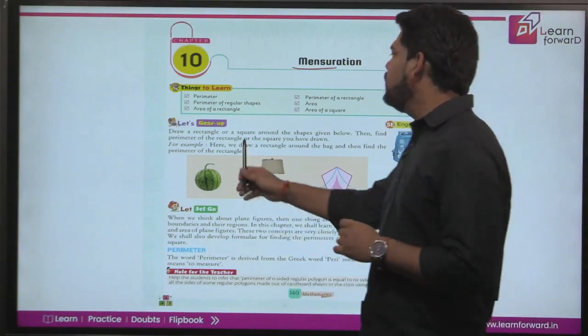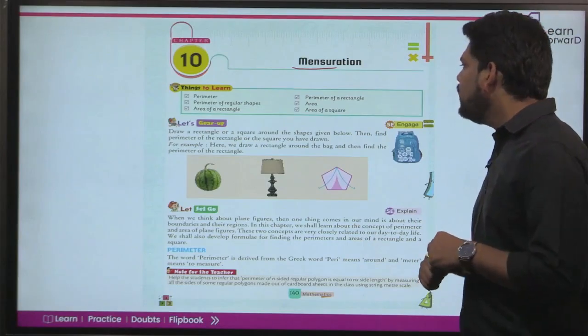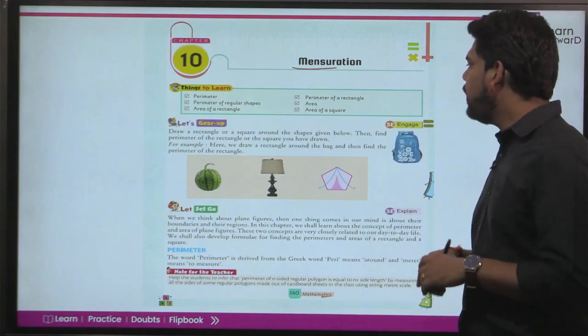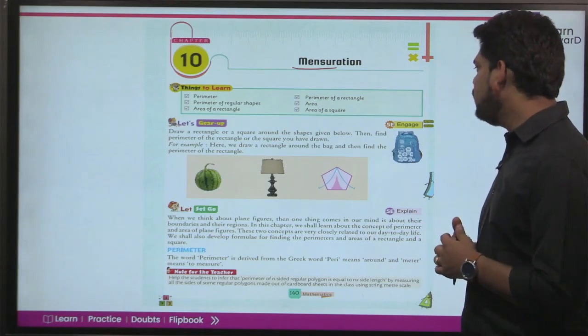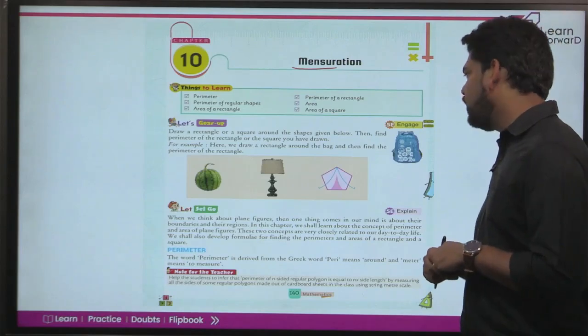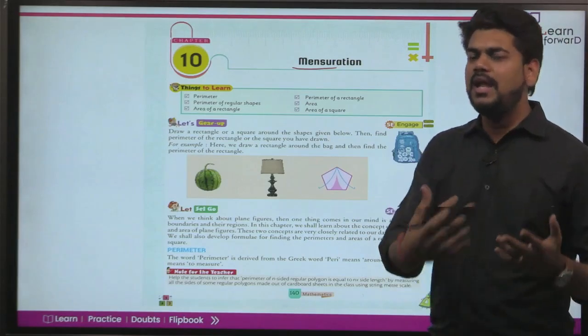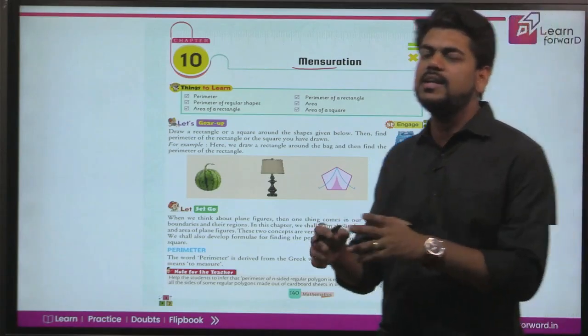Fine. Let's start. Draw a rectangle or a square around the shape given below. Then find the perimeter of the rectangle or square you have drawn. For example, here we have drawn a rectangle around a bag. Then find the perimeter of the rectangle. Okay. So this is the activity which is asking us to find out the perimeter and area. You must have completed the concept of perimeter and area in your earlier classes as well.